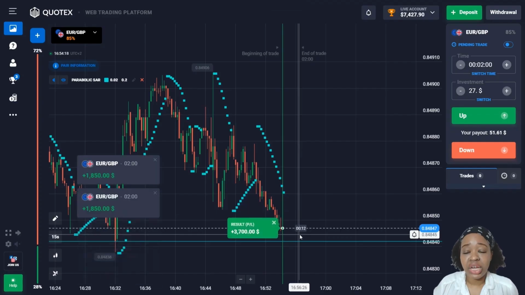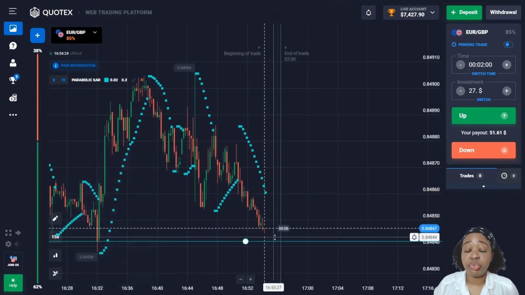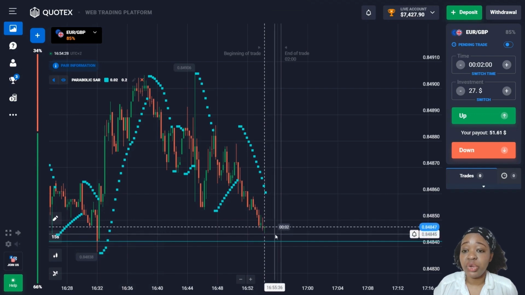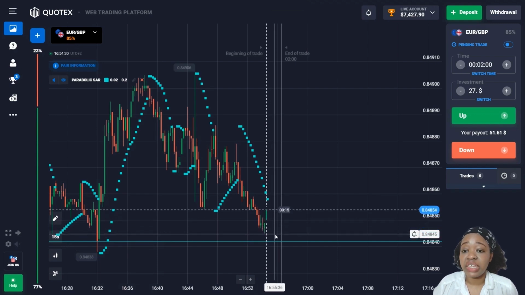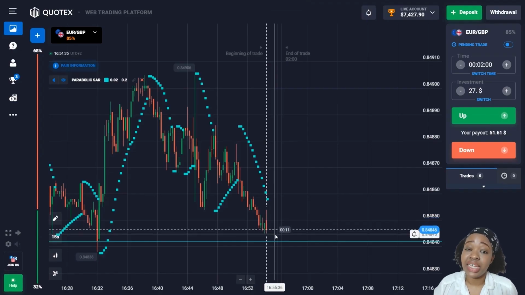This is excellent. You can see the price continued to move down, and I got a very good profit. I was able to predict further price movement with the help of this indicator. Now you can see that I have almost $7,000 as my deposit. I'm going to stop here and fix this profit and leave the market.